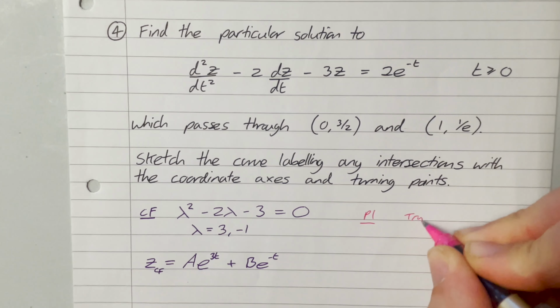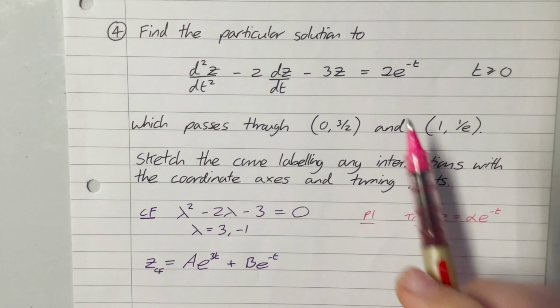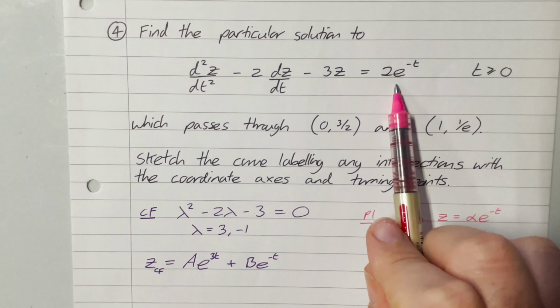Okay, particular integral. So we're going to try z is equal to alpha e to the minus t, because that is what the right hand side of the equation is.